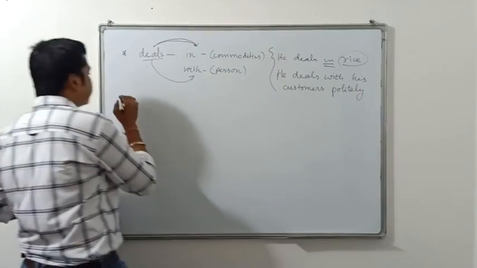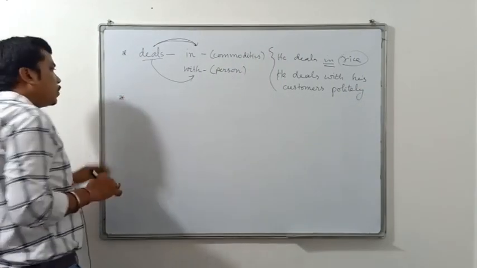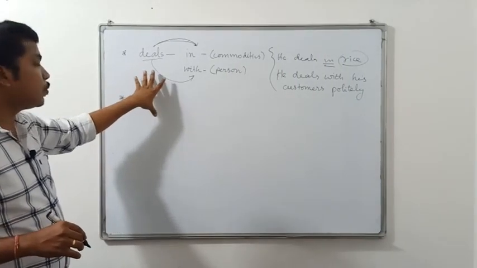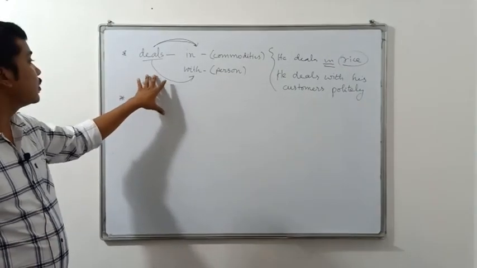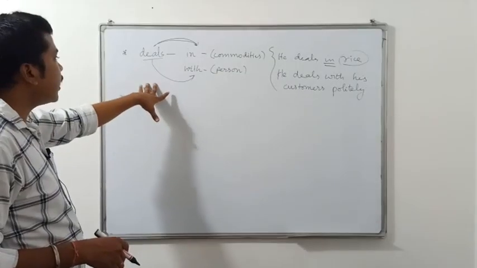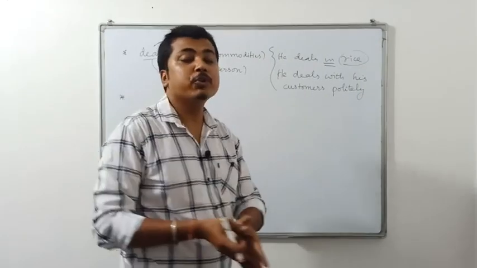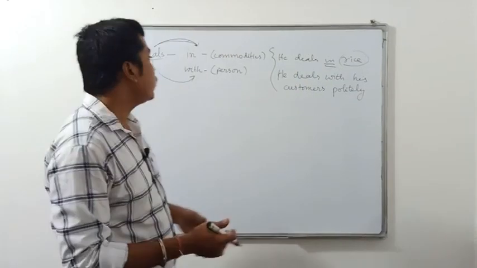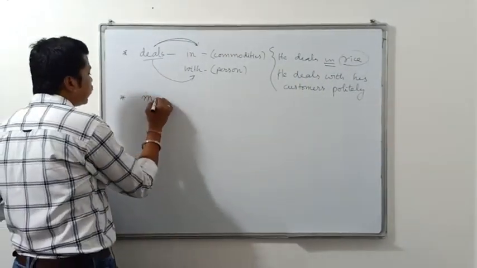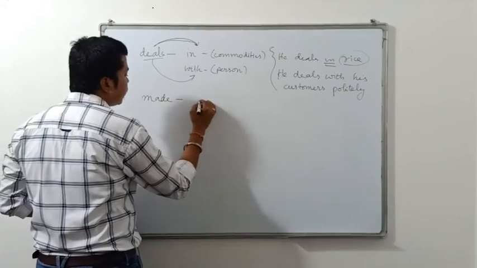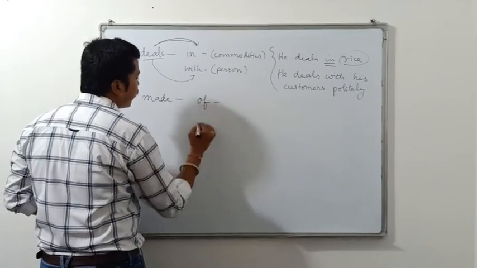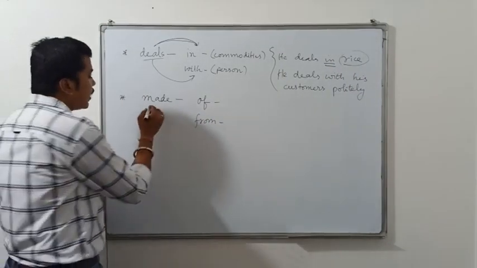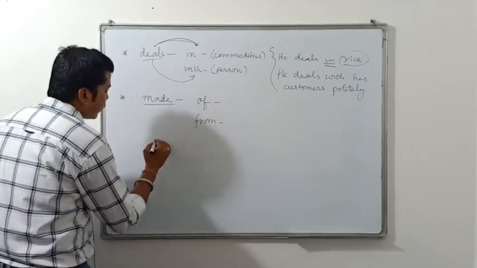Okay, now we have some more words. First we have come to know about deals, so till here we have come to know about the preposition deals, satisfied, besides, beside. Okay, now here we get another word, that is made. Along with made, of and from, both agree. Now when to use what? Okay, suppose made of, made from.